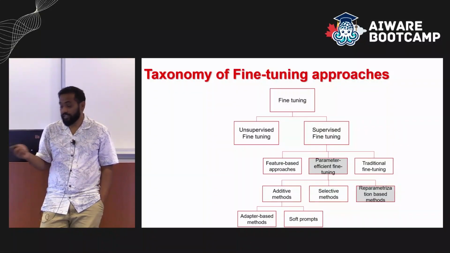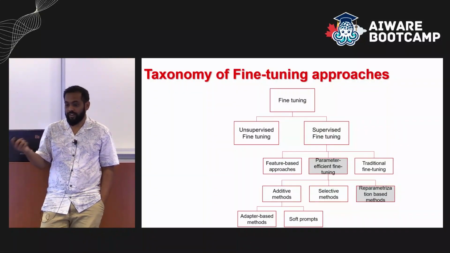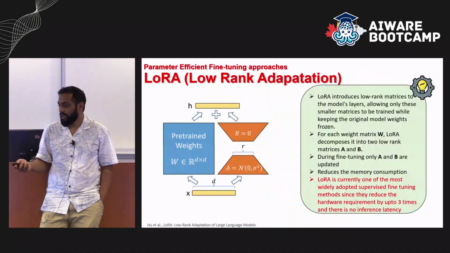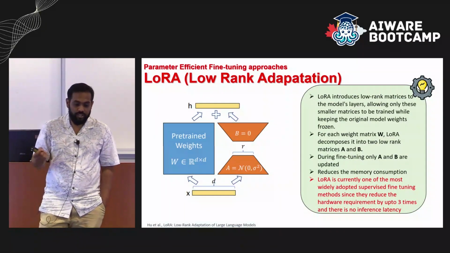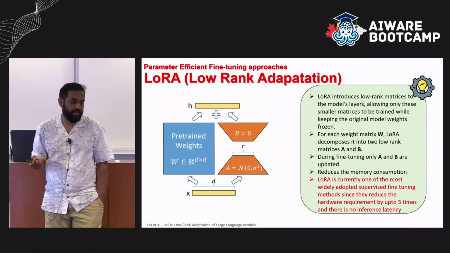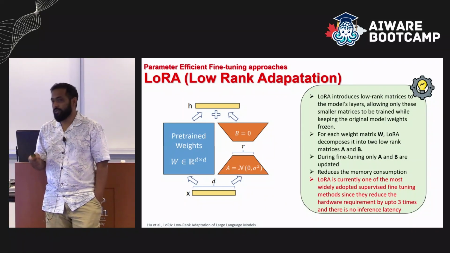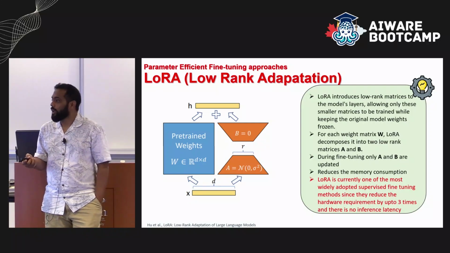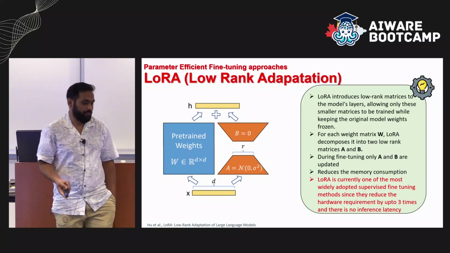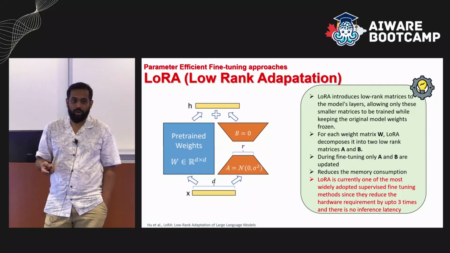And the final category of method is reparametrization. LoRA, which is low rank adaptation, is one of the most famous reparametrization methods, and it's being very widely used. Now there is also a new method called DoRA, which is an improvement on LoRA.